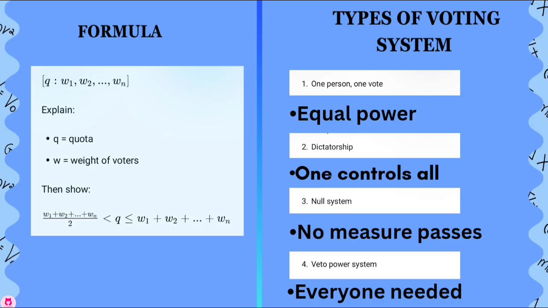A weighted voting system is written in this form, where Q represents the quota and W represents the weight of the voters. The quota is the minimum number of votes needed to pass a motion or decision. The quota must follow this rule.